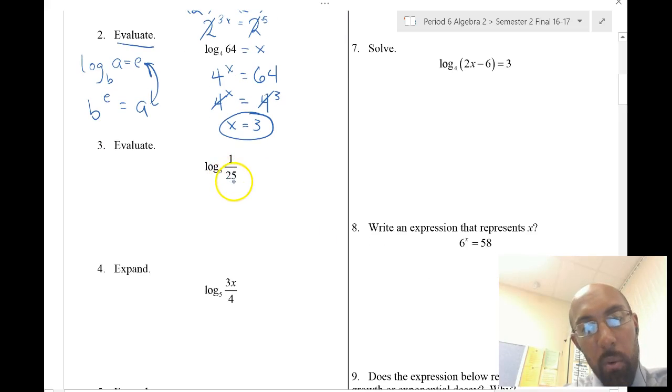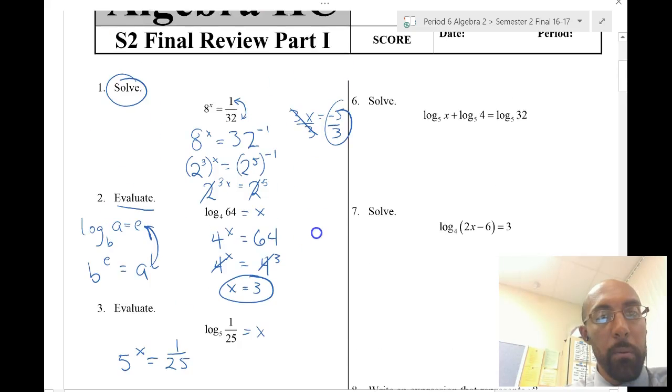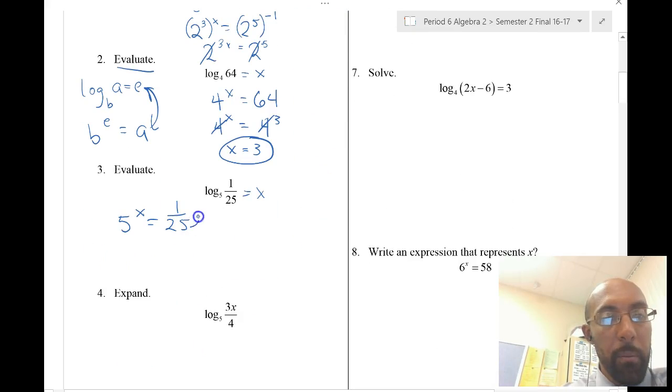Remember, like I told you in number 1, if I have a fraction, I can change that to a negative exponent. But first, set it equal to x. And just like we did up here, change it to exponential form. So we're going to do 5 to the e, which is x, equals a, which is 1 over 25. And now this looks a lot like the first problem. All right, so we're going to flip this. And remember what happens to the exponent of 25.